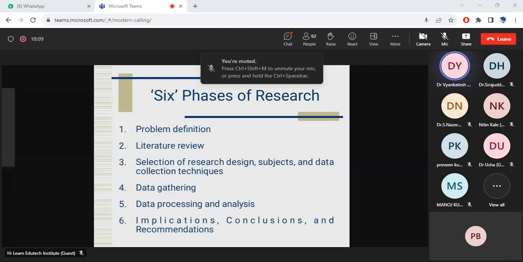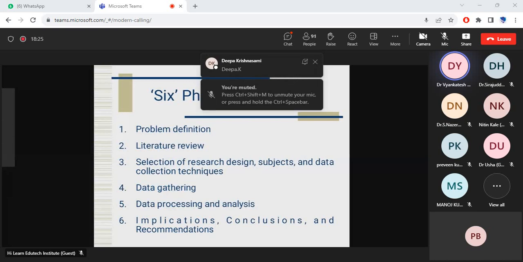Then go for data collection techniques, whatever we are going to be dealing with over there, what data collection techniques we are going to use. So that is important. And then go for data gathering. Whatever your data collection, then data gathering and data processing over there for analysis.